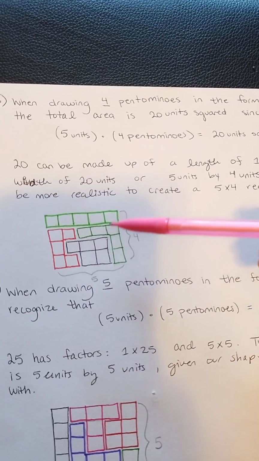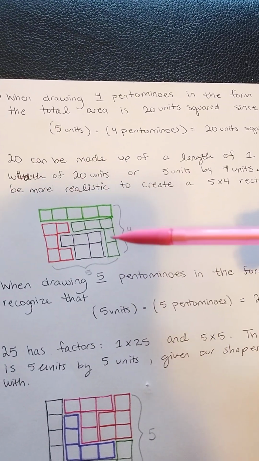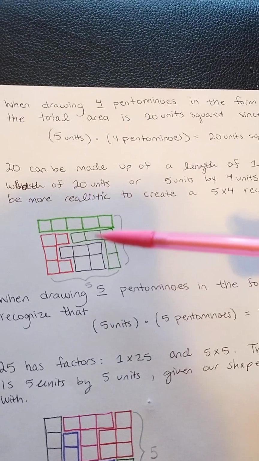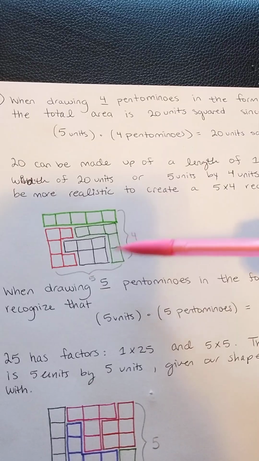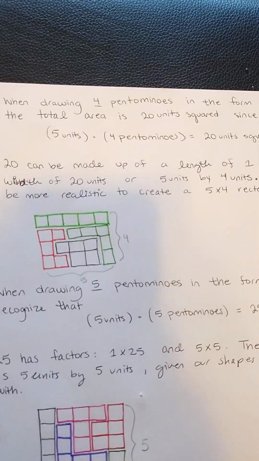As you can see here, I manipulated, which means moved around, exactly 4 different pentominoes to form a 5 by 4 rectangle.